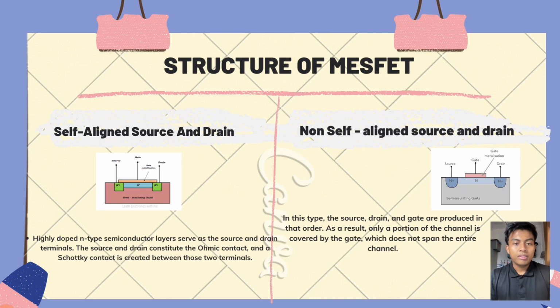Structure of MESFET: self-aligned source and drain. Highly doped N-type semiconductor layers serve as the source and drain terminals. The source and drain constitute the ohmic contact, and a Schottky contact is created between those two terminals, known as self-aligned source and drain. In this type, the source, drain, and gate are produced in order. As a result, only a portion of the channel is covered by the gate, which does not span the entire channel.